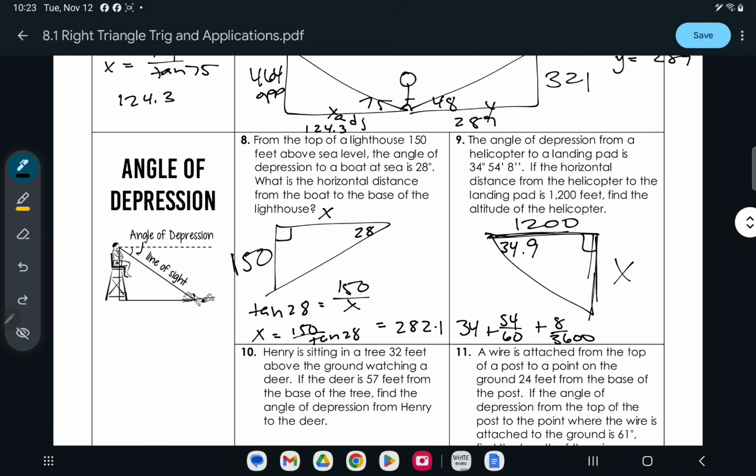And we have opposite and adjacent again. So that's tangent. So tangent 34.9 is opposite over adjacent. And that's going to give me 837.1.